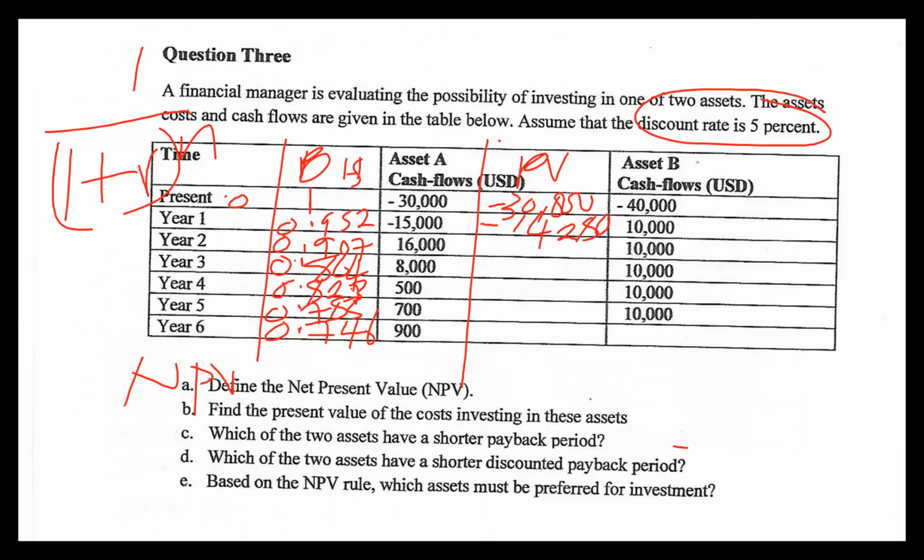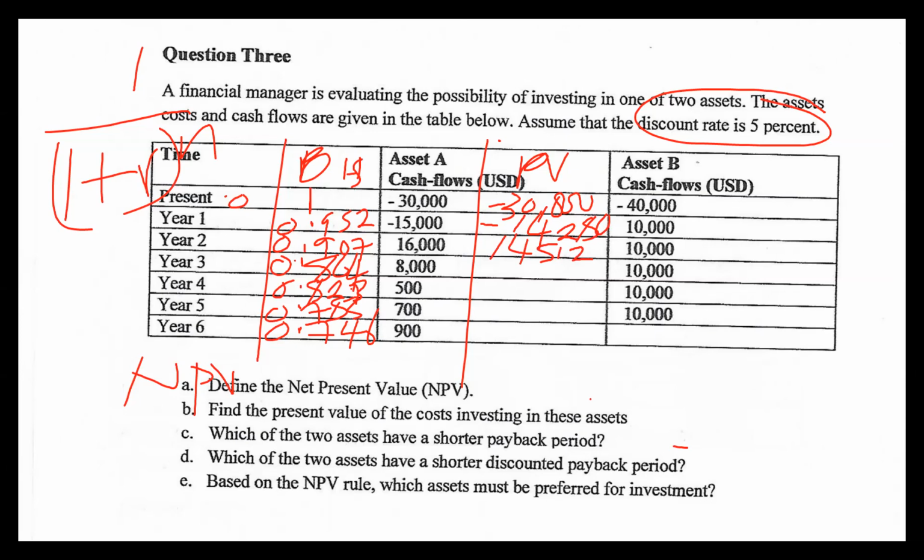The third one, 0.907 times 16,000. We have 14,512. What about the other year?